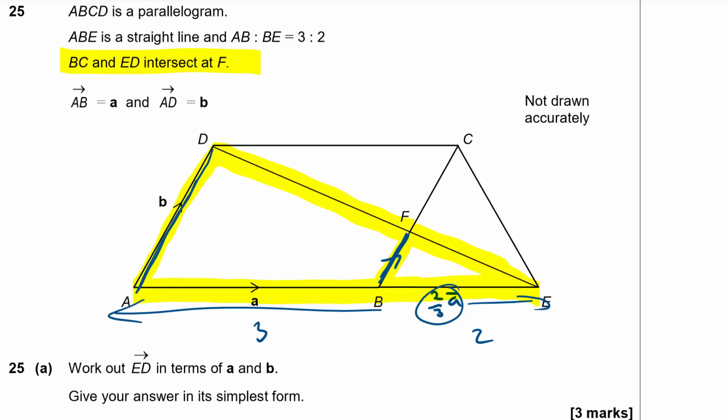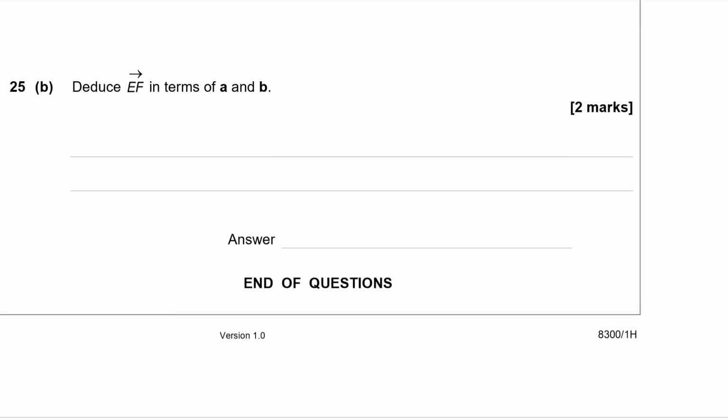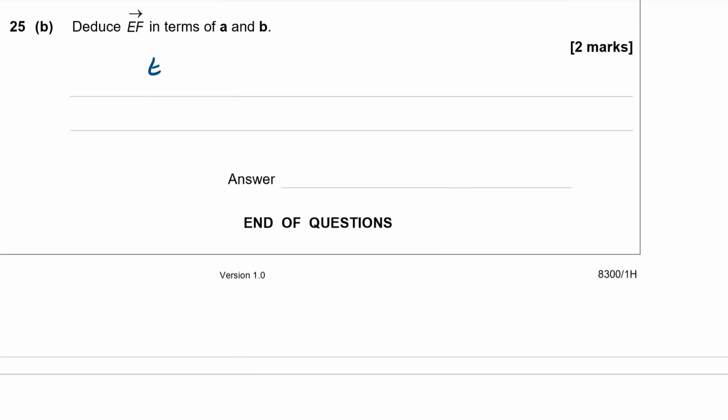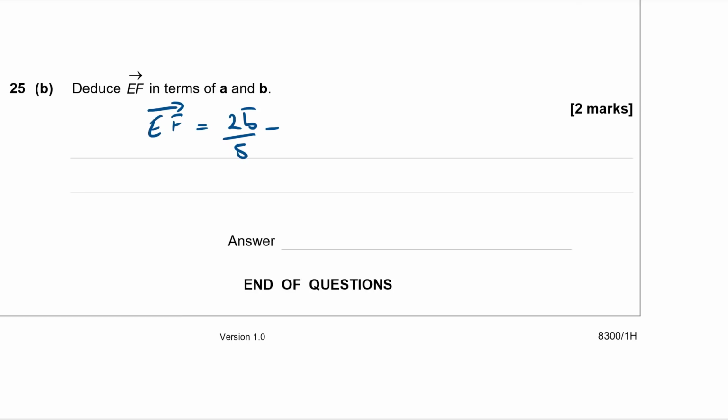So from B to F, that's going to be 2B over 5. So then E to F is going to be minus 2/3 of A plus 2B over 5. So E to F is going to be 2B over 5 minus 2/3 of A.